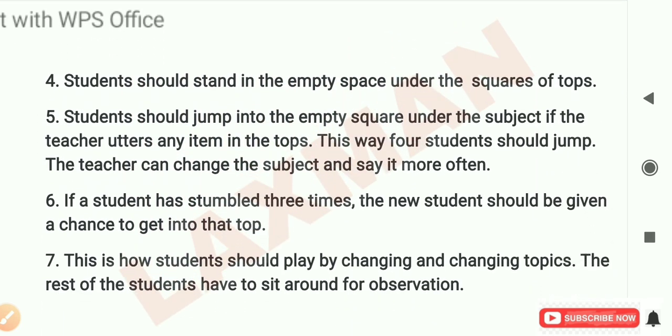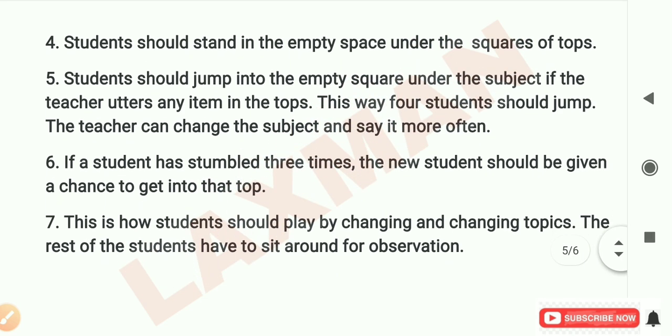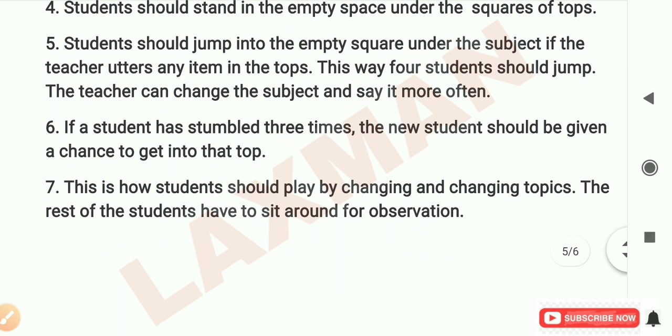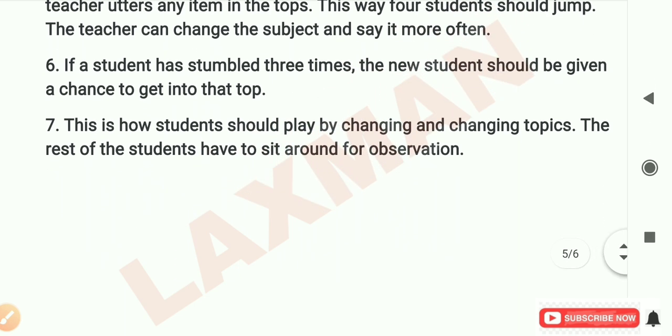Students should stand in the empty space under the squares of the tops. Students should jump into the empty square under the subject if the teacher utters any item on the tops. This way 4 students should jump. The teacher can change the subject and say it more often. If a student has stumbled 3 times, a new student should be given a chance to get onto the top. This is how students should play, changing topics. The rest of the students have to sit around for observation.